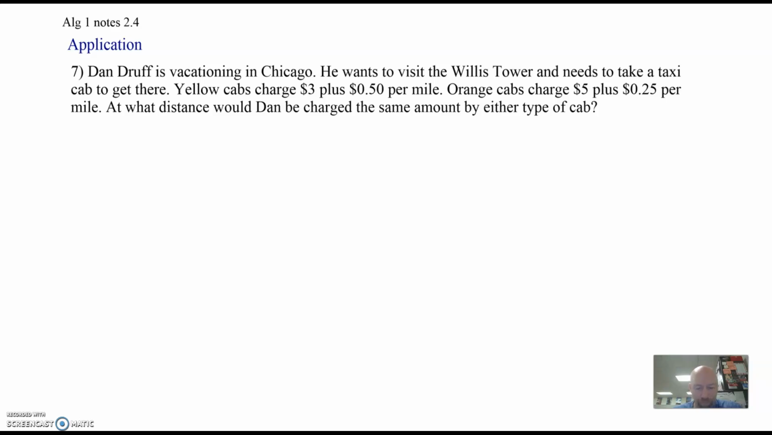Okay, so what I'm going to do is I'm going to go ahead and show you the equation that I would come up with for yellow cabs.